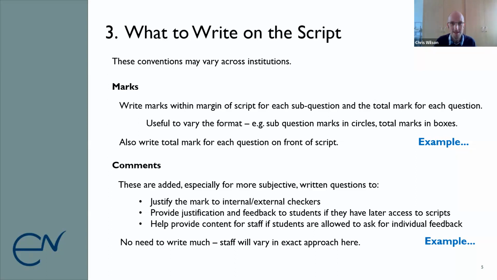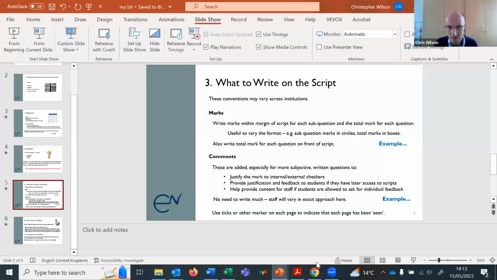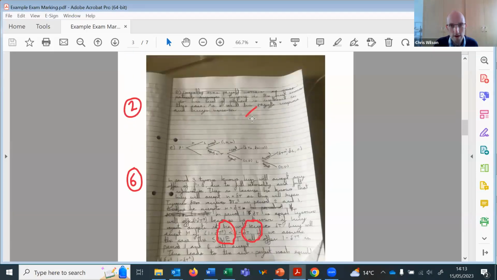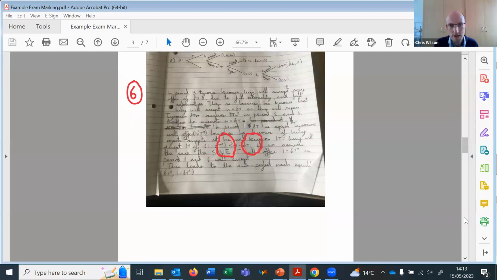Okay, if you don't write anything, the risk is you'll have to think, well, why did I give 58 here? And you'll have to basically remark it. So it's useful to write a bit, especially I think for qualitative questions.